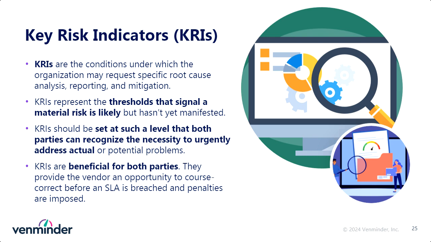Key risk indicators are the conditions where you might find reason to request additional details about something you've learned about them, want them to give you further analysis of what might have caused those situations. These are the bells ringing, right? These are suggesting a potential material risk could be brewing. KRIs are also set at such a level that both parties recognize that they need immediate attention, and they are beneficial to both parties.